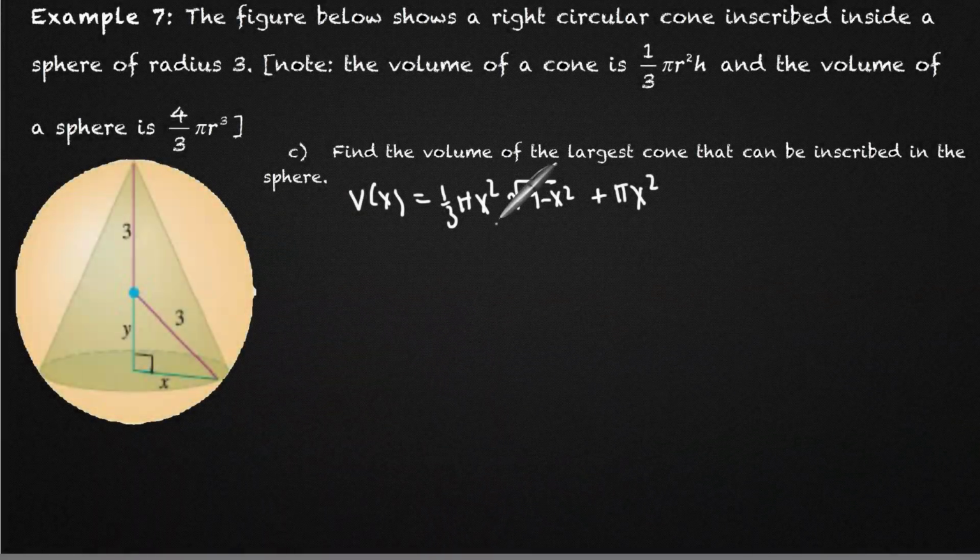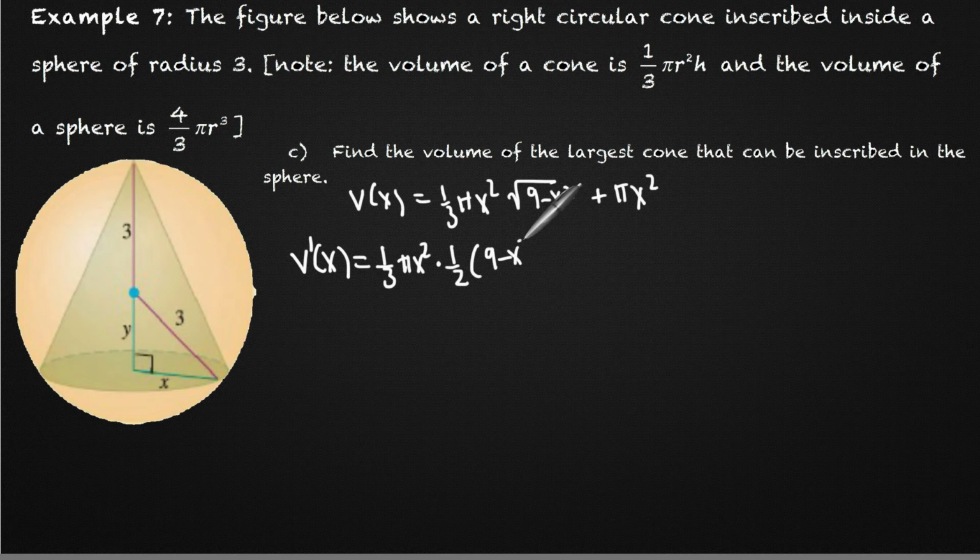Okay, now we want to find in part C the volume of the largest cone that can be inscribed in this sphere. So we want to take the derivative of this volume that we found in part B. So this is going to be a little tedious here, but V prime of x is going to be, we're going to use the product rule. So we're going to take the first function, 1/3 pi x squared, times the derivative of this. We've seen this 100 times, so that's going to be chain rule. So that's going to be 1/2. Leave the 9 minus x squared alone. Drop the power down to negative 1/2.